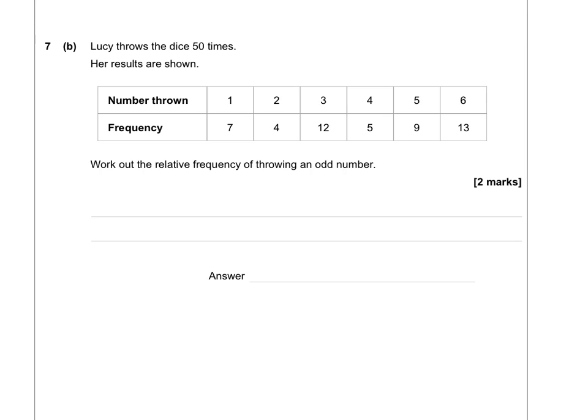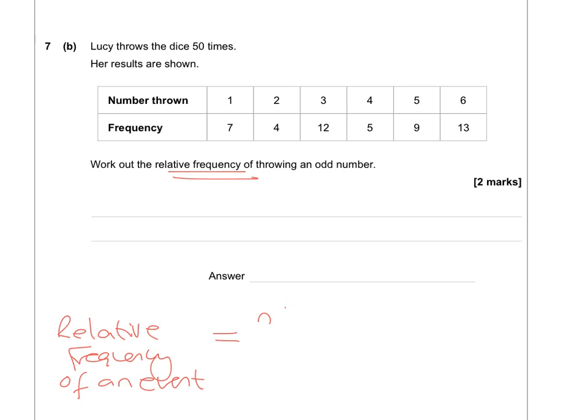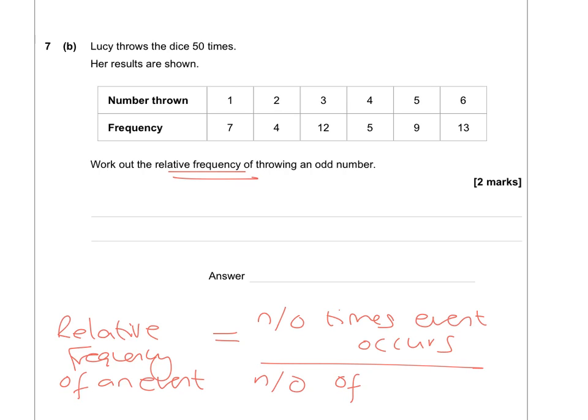7 Part B. Lucy throws the dice 50 times. Her results are shown. Work out the relative frequency of throwing an odd number. So the relative frequency of an event is equal to the number of times the event occurs divided by the total number of experiments or trials.